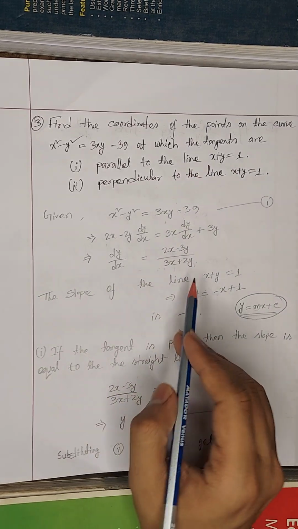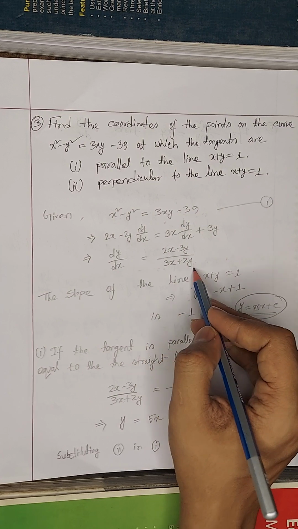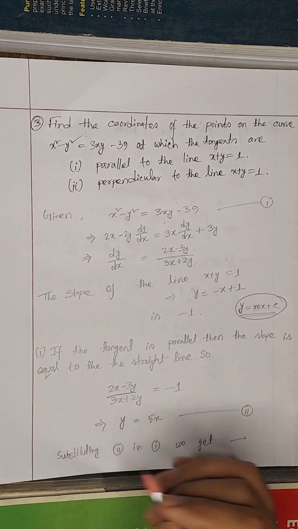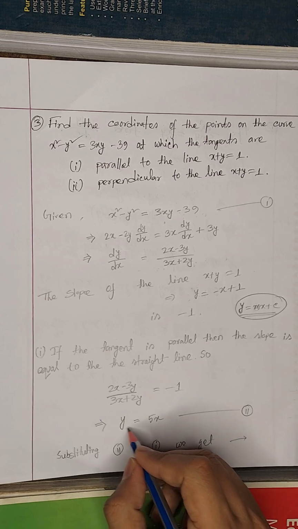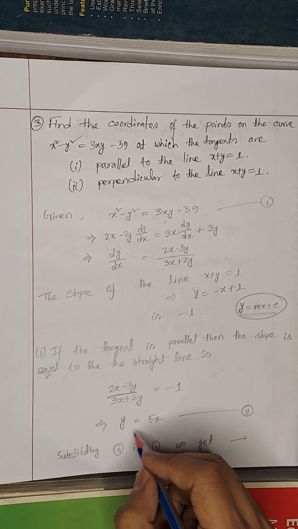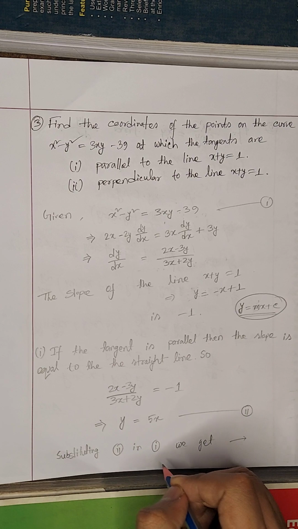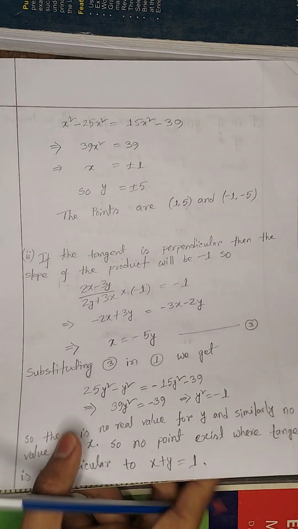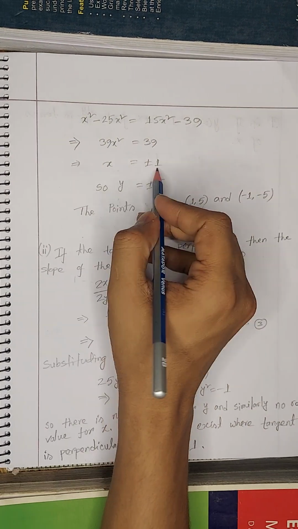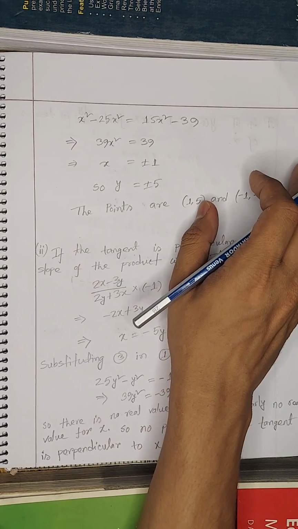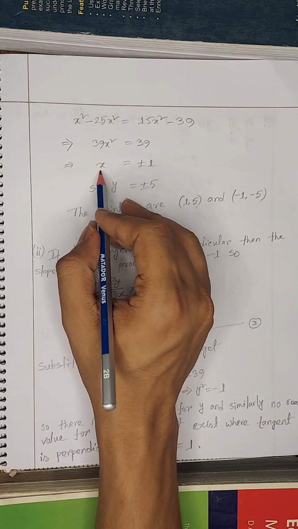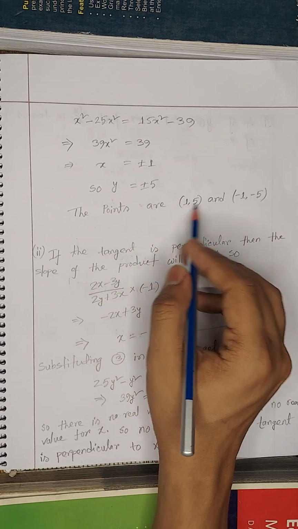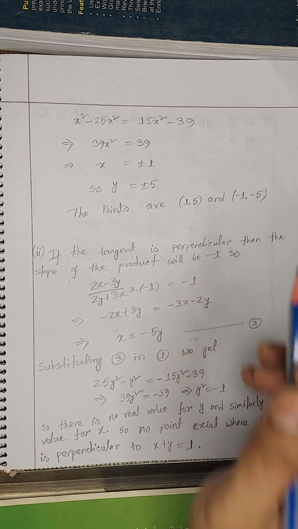That means that this slope, (2x - 3y) divided by (3x + 2y), is equal to minus 1, and from this by calculation and changing sides we get y = 5x. Again, this y = 5x, we substitute from 2 in equation 1, and we get the value of x as plus or minus 1, and from these values of x we get the value of y, which is plus or minus 5, and the points are (1, 5) and (-1, -5).